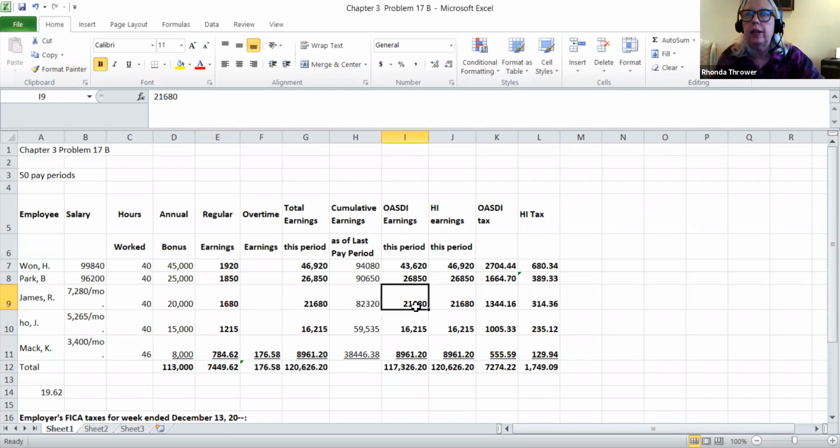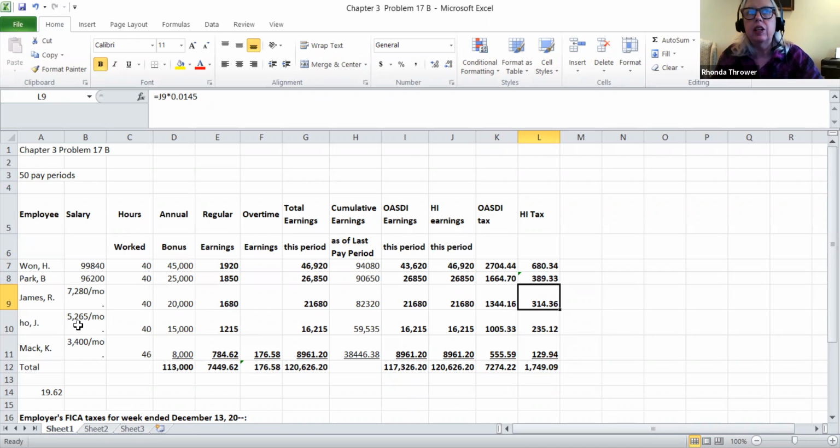Multiply the OASDI taxable earnings times 6.2%, and that will give you the amount of OASDI taxes. Your HI taxable earnings are $21,680, the same as your total earnings. Multiply it by 1.45%, and that will give you $314.36.